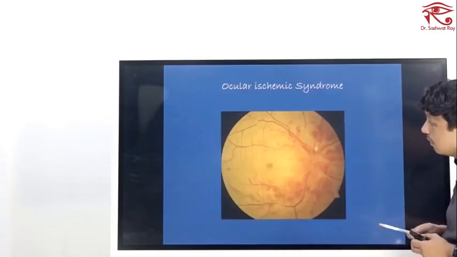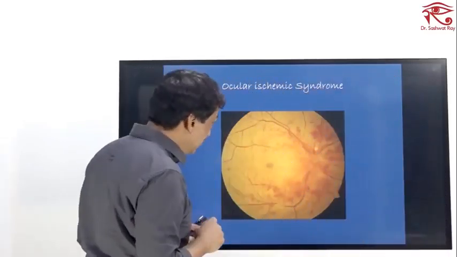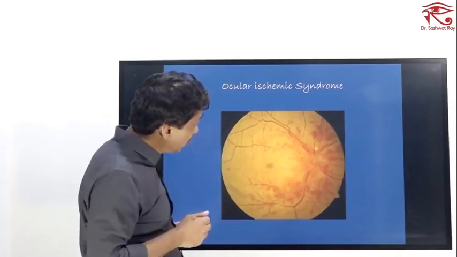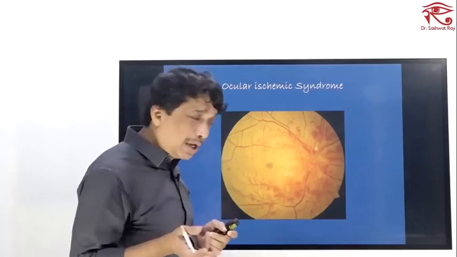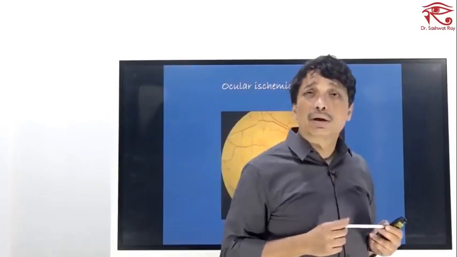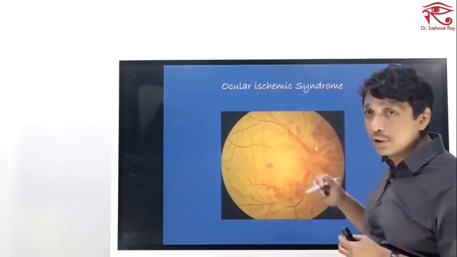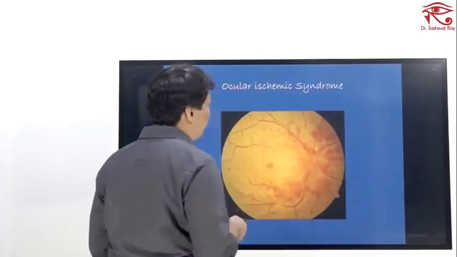You can see a photograph of ocular ischemic syndrome. Look at the hemorrhages here, a lot of hemorrhages, and you can see the dilated, tortuous veins and the constricted arterioles. The picture is very similar to CRVO, central retinal vein occlusion, with hemorrhages, dilated tortuous veins, and constriction of the arteries. This is ocular ischemic syndrome.